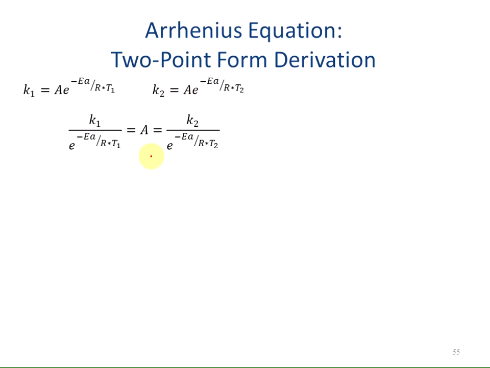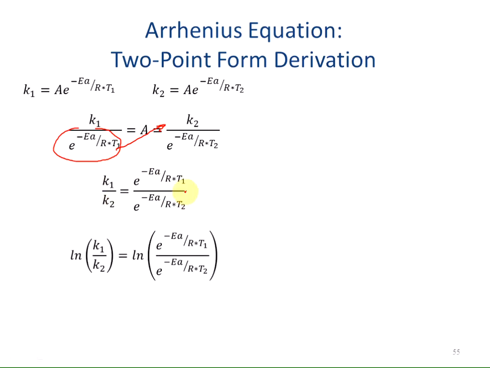So what I've done here is I've solved both sides for A and set them equal to each other. Now I've just isolated the k values on one side. So I've divided both sides by k2, and then I've taken this denominator here, multiplied both sides, and moved it to the top here. So this gives me this equation here. Now I'm going to take the ln of both sides. So the ln of k1 over k2 equals the ln of this entire function.